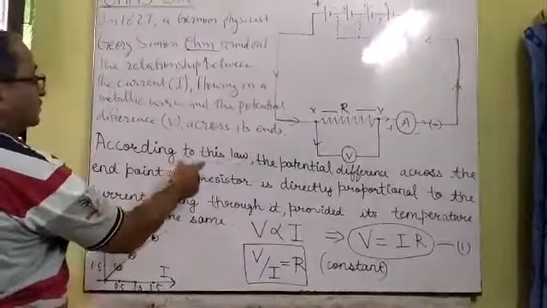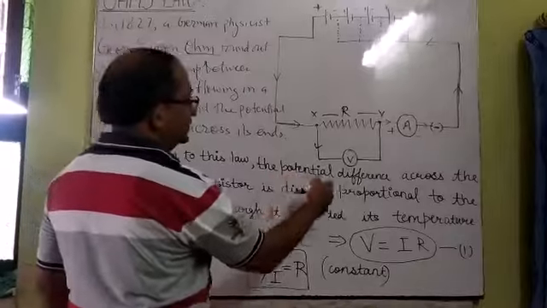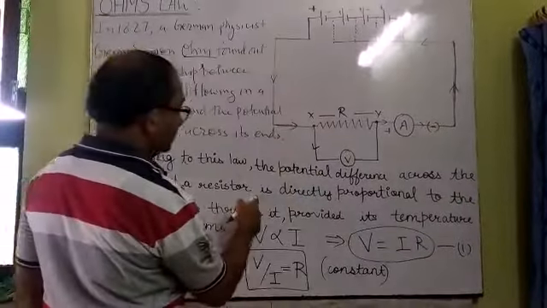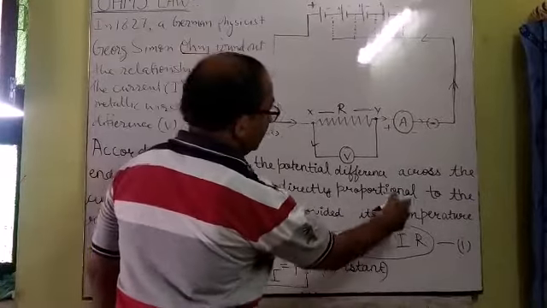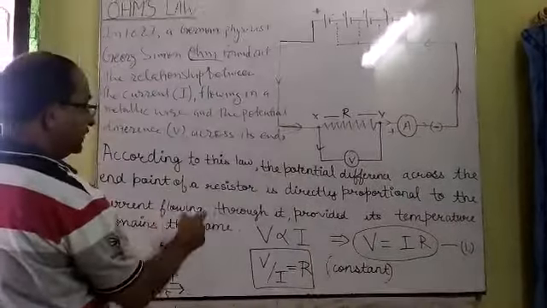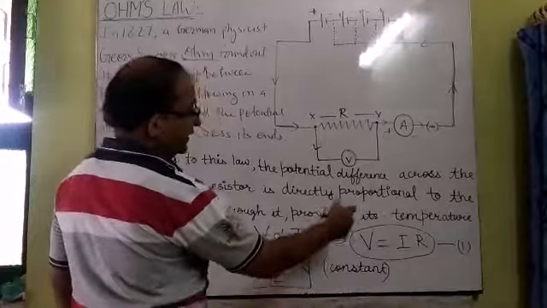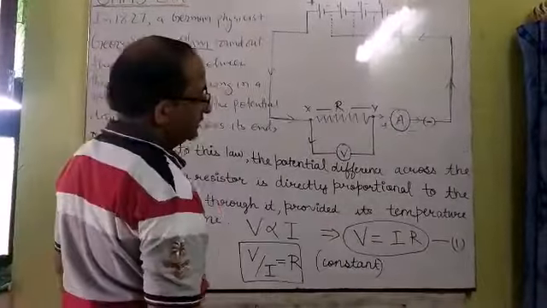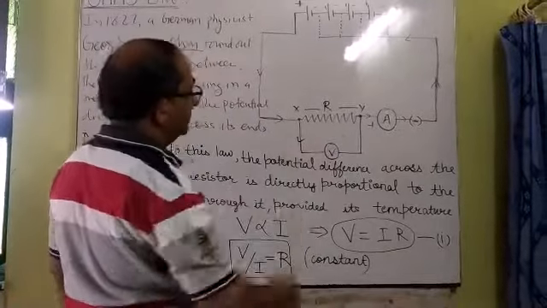According to Ohm's law, the potential difference across the endpoints of a resistor is directly proportional to the current flowing through it, provided its temperature remains the same, meaning physical conditions remain the same. So we shall perform an activity.